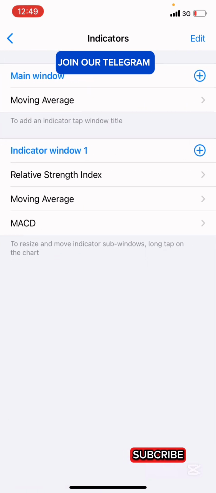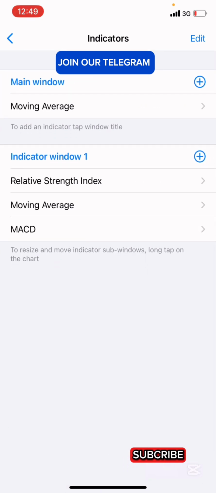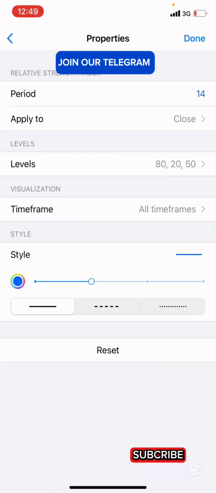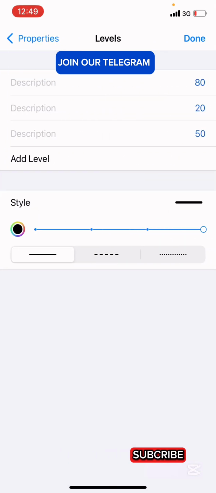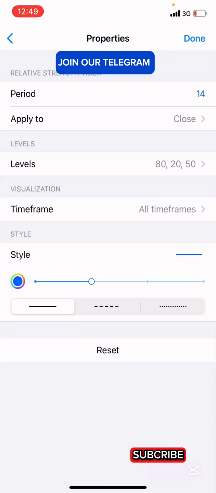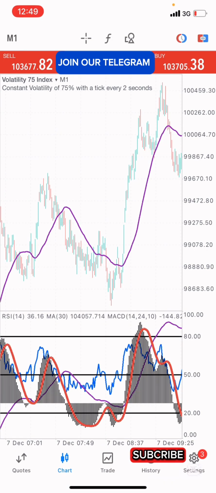All right, then for indicator window 1, you put on the relative strength index, period 14. You add levels 80, 20 and 50 for the description. Then the style, you put that on 4 pixels with the color black with this first straight line, then you click on done. Then the style right here on the main relative strength index first page, you put that on 2 pixels with the color blue, then this first straight line pattern, then you click on done as well.